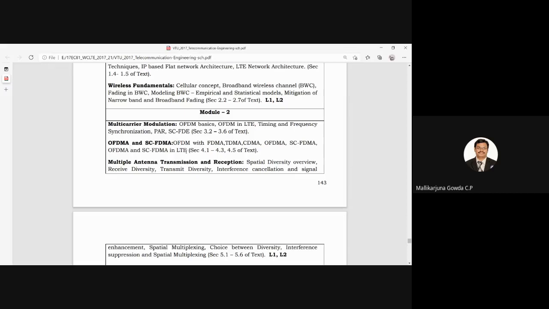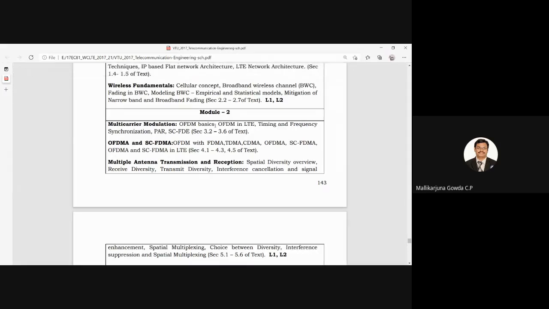Other than these two, OFDMA and SCFDMA, the earlier versions of the multiple access techniques are FDMA, that is frequency division multiple access. So this is the first one, analog. Then TDMA came into the picture, that is time division multiple access. Then CDMA, that is code division multiple access. Then OFDMA and SCFDMA came into the picture. So we will be discussing all these things and the use of OFDMA and SCFDMA in the LTE network.